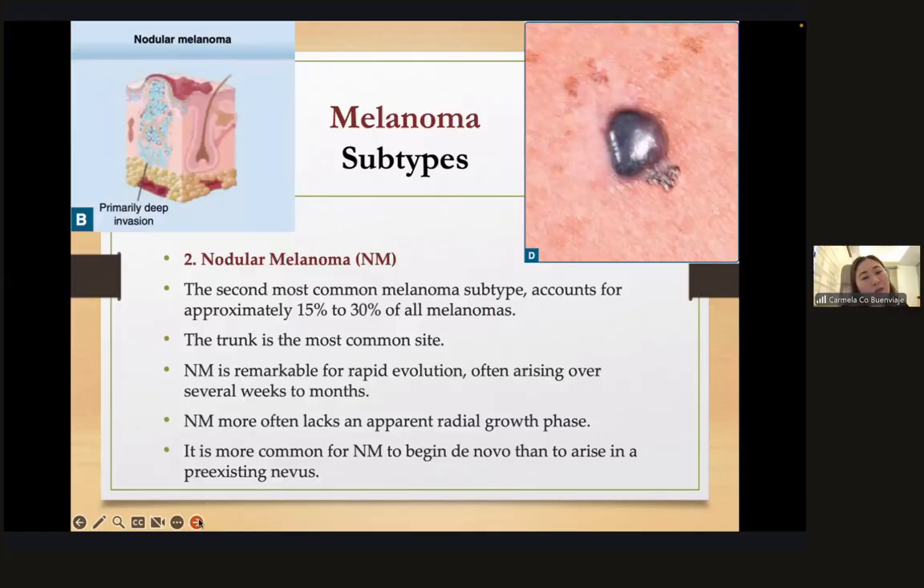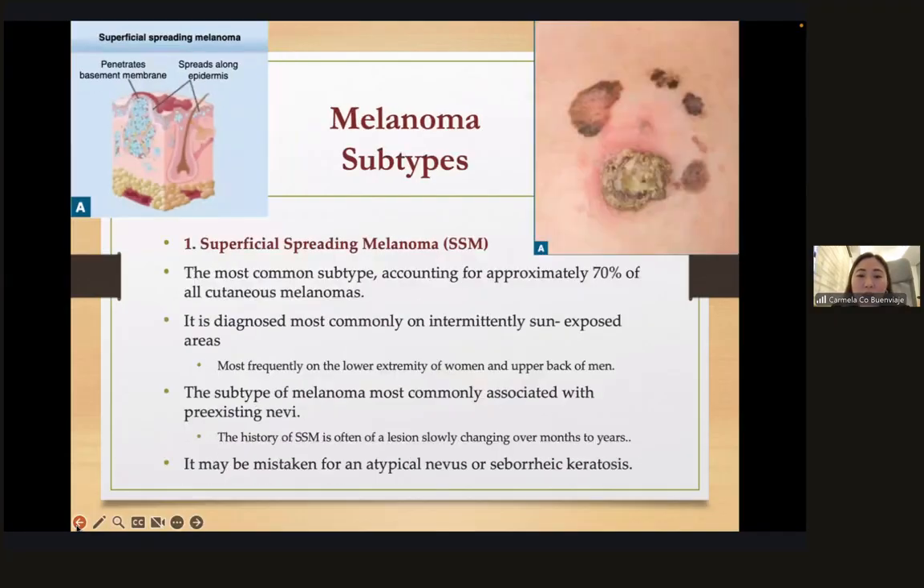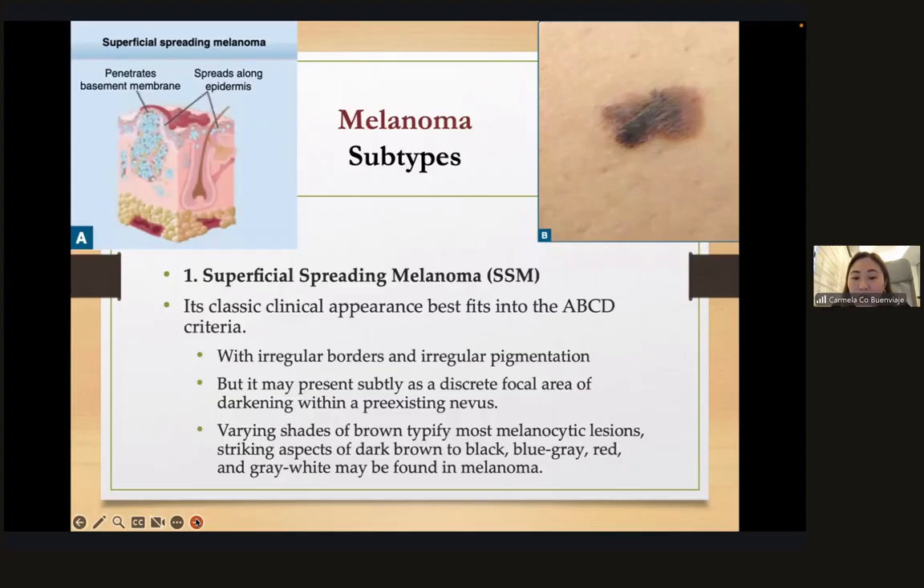Okay, so the next subtype would be nodular melanoma. This is the second most common melanoma subtype and consists of approximately 15 to 30% of all melanomas. The trunk is the most common site, and this is remarkable for rapid evolution, often arising over several weeks to months. So this more often lacks an apparent radial growth phase. It is common for nodular melanoma to begin de novo rather than to arise in a pre-existing nevus. So, comparing it to superficial spreading melanoma, which usually arises from a pre-existing nevus, this one usually arises de novo.